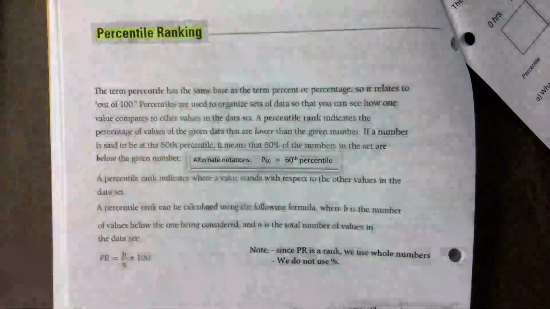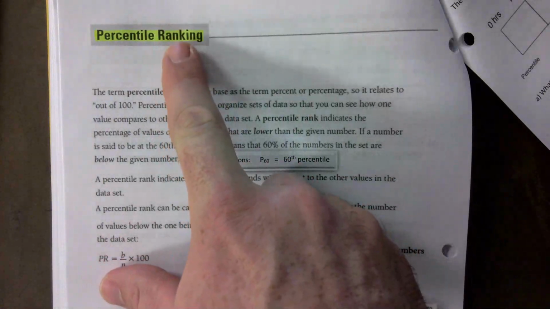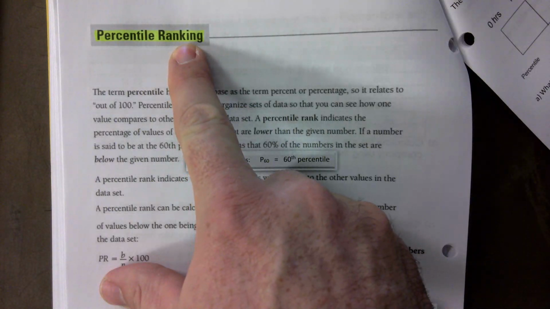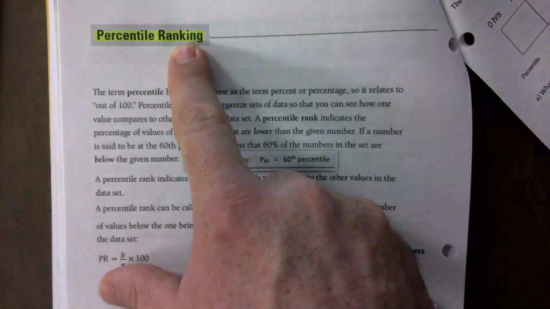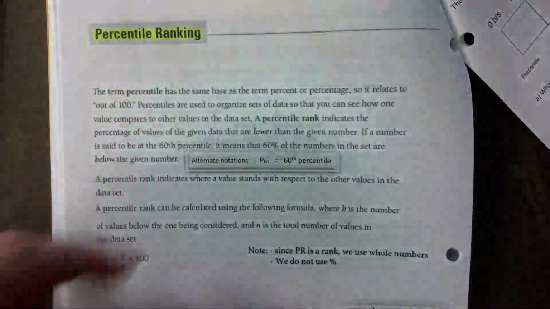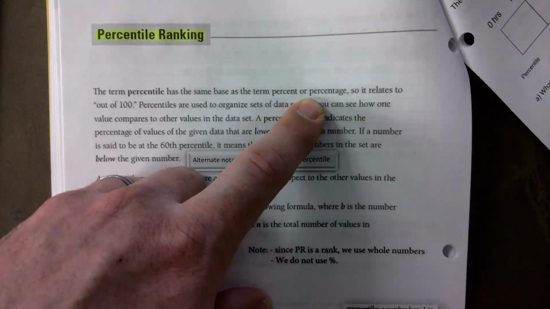Percentile ranking. The word, the second part, says it all. It's all about ranking. It's comparing your score, your test score, your weight, your income against others. Okay? That's what it is all about. The term percentile is the same base as the term percent or percentage.